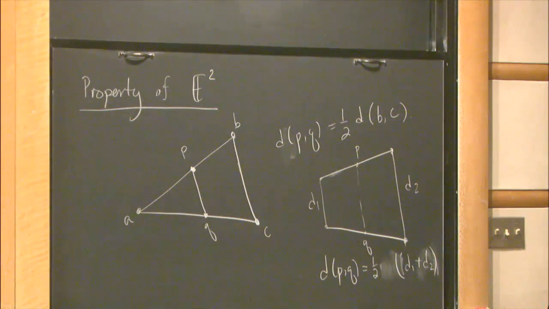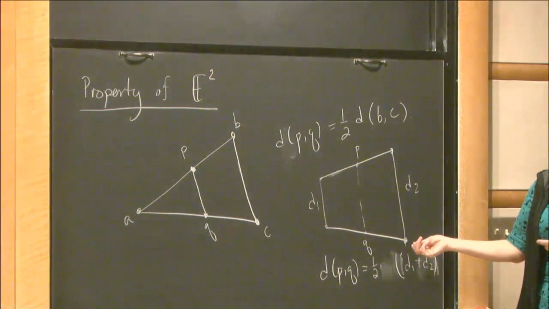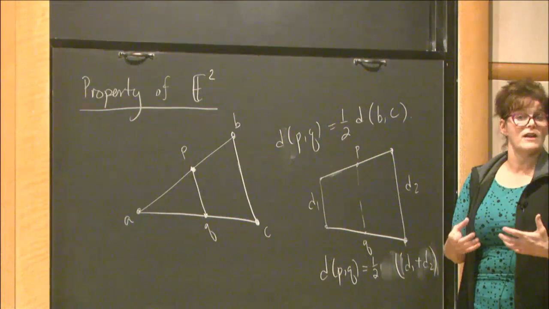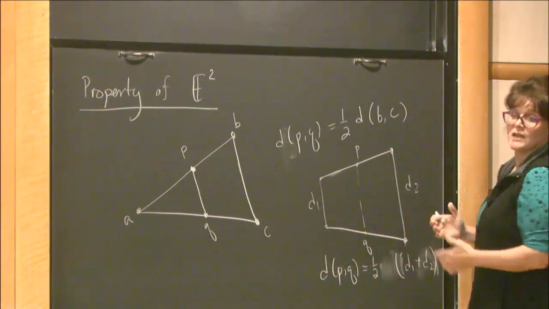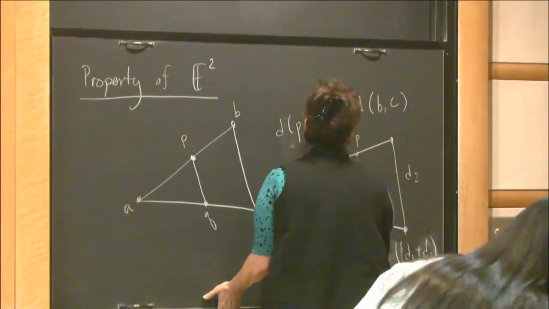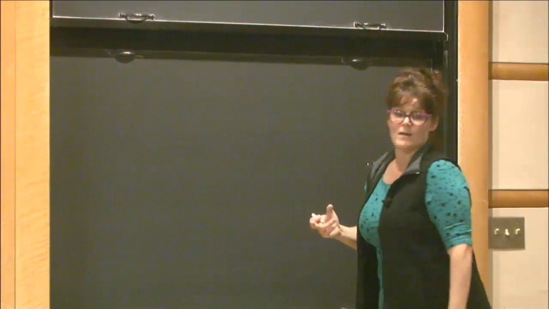So this is an important fact about the Euclidean metric, right? One way to think about it is it's called convexity of the metric. But let's just think about it in terms of pictures and not worry about the technical definition of what it means for a metric to be convex. Okay, so that's the kind of thing we want to imitate.